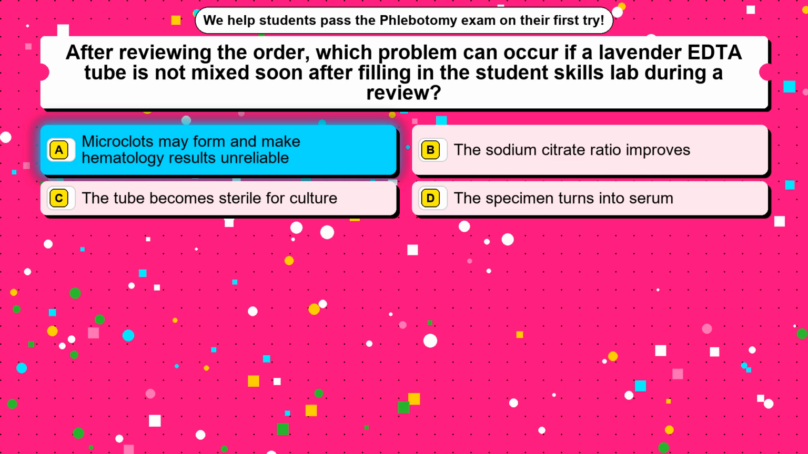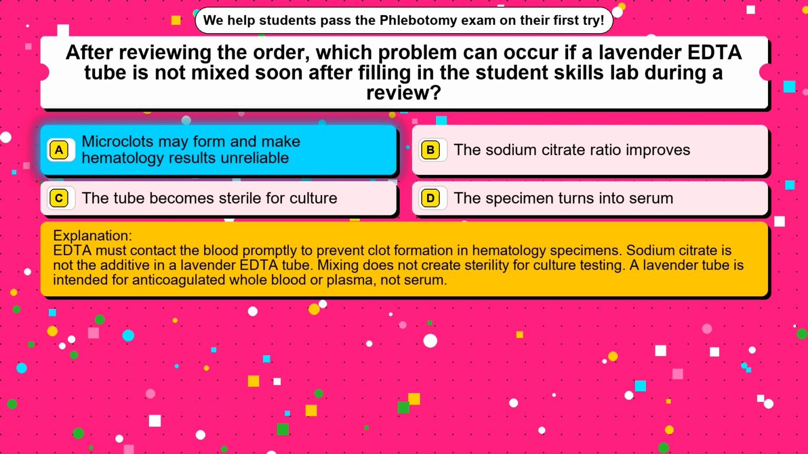Microclots may form and make hematology results unreliable. EDTA must contact the blood promptly to prevent clot formation in hematology specimens. Sodium citrate is not the additive in a lavender EDTA tube. Mixing does not create sterility for culture testing. A lavender tube is intended for anticoagulated whole blood or plasma, not serum.